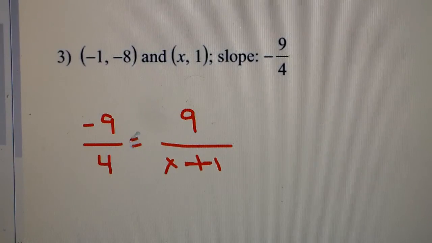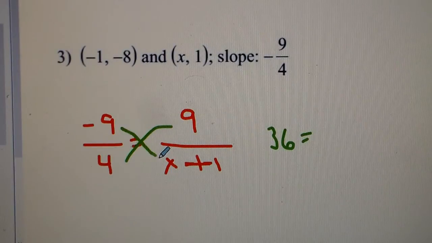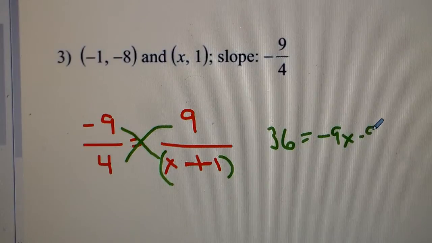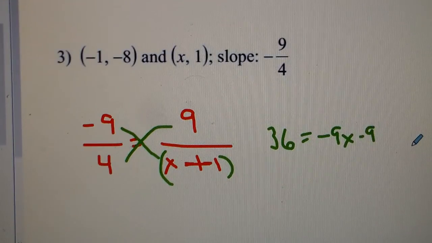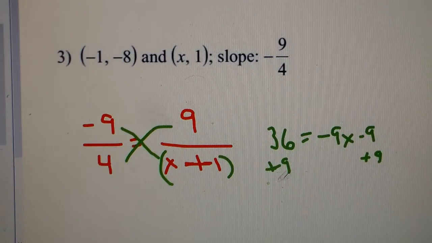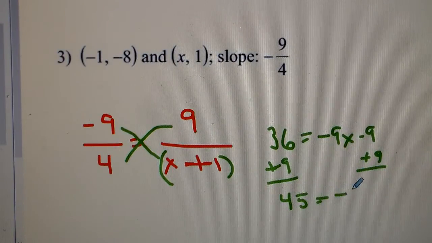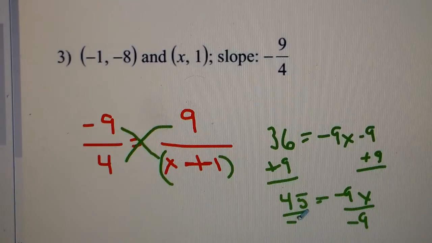We cross multiply. 4 times 9, 9, 18, 27, 36. Is equal to -9 times this entire thing. So -9 times x is -9x. And -9 times +1 gets you -9. So you have -9x minus 9. Add 9 to both sides. So you have 45 equals -9x. Divide both sides by -9. And you're going to get x equals -5.